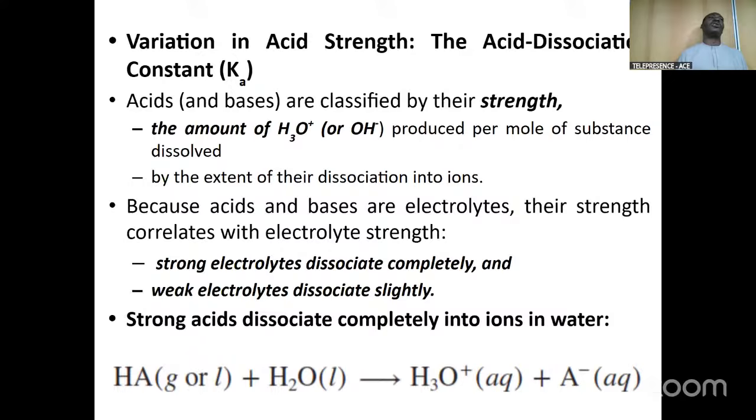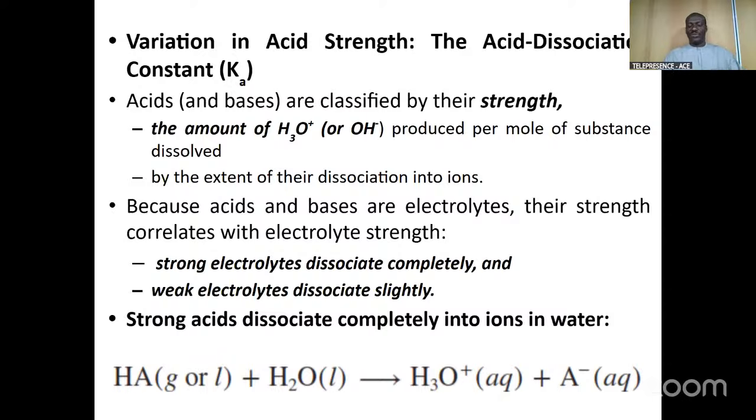Because a solution that will not dissociate appreciably will not produce enough hydroxonium or hydroxide ion to be termed a strong acid. Because acids and bases are electrolytes, their strength has a correlation with the strength of the electrolyte. So a strong electrolyte dissociates completely, while a weak electrolyte dissociates slightly. And so a strong acid is a strong electrolyte that dissociates completely into ions in water.